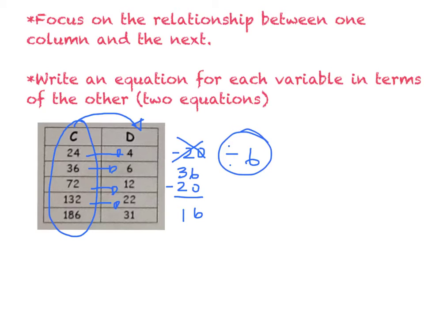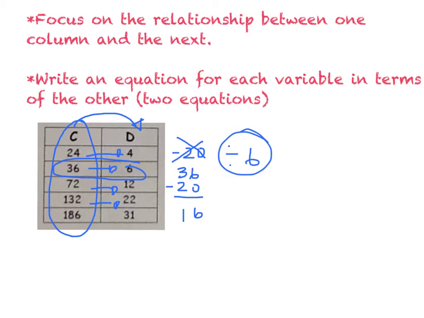And if I notice the rest of the table, I see that that holds true. 36 divided by 6 is going to give me 6. If I take 72 and divide by 6, 6 goes into 7 one time. It's going to give me a 1 and a 2, so it's going to go in twice, which leaves me with 12. And the same thing happens for 132 divided by 6. I'm going to get 22. And 186 divided by 6.